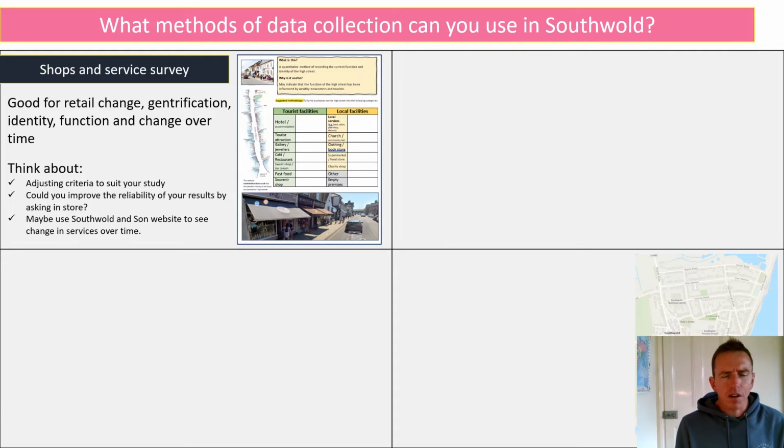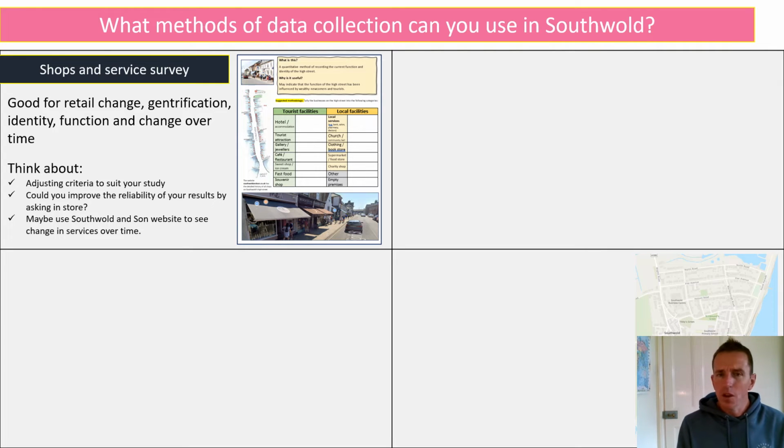What we've got here as our example is a grid which is trying to define whether a shop or service on the high street is either geared towards tourists or geared towards local people. Again, it'd be up to you how you choose to determine those different groups. You might have different or further numbers of groups than the ones that we've used there. But in addition, you could use the Southwold and Son website to enhance this.